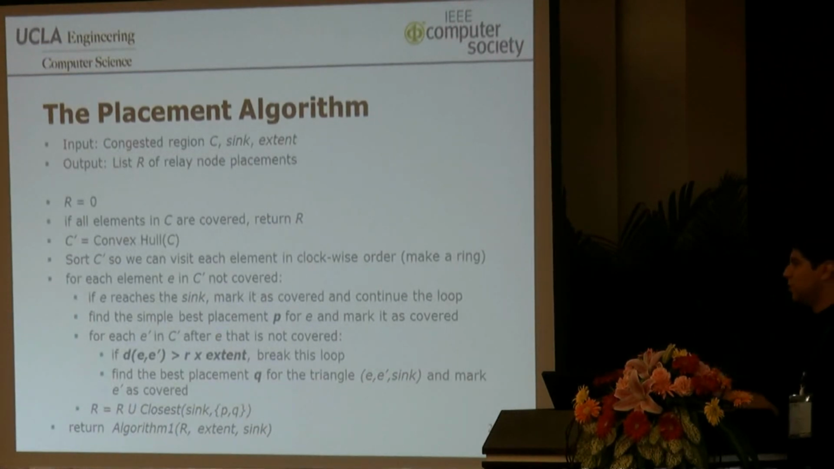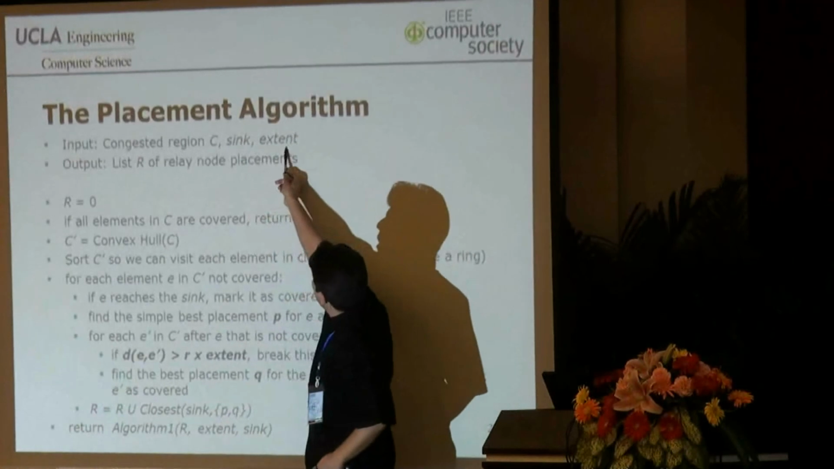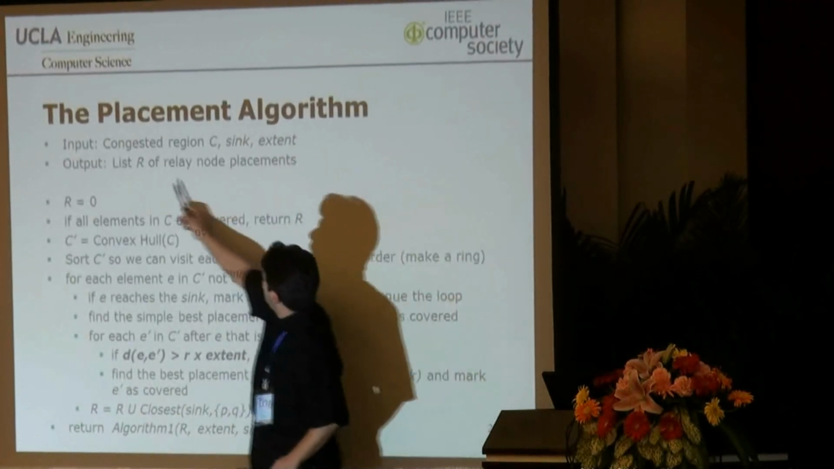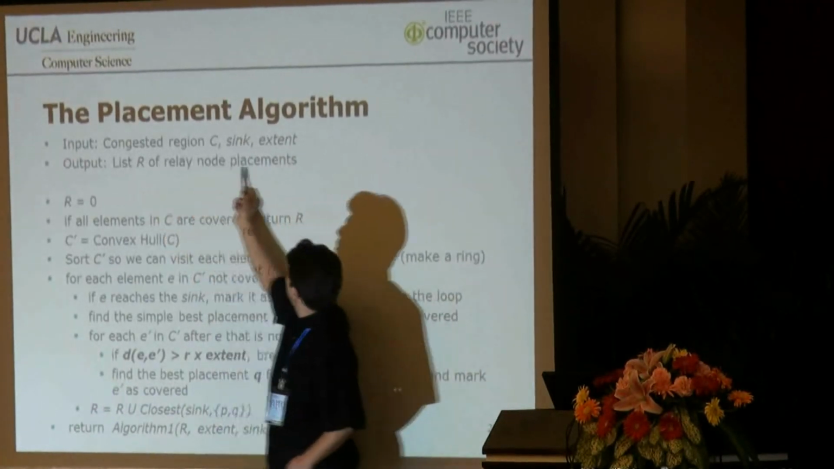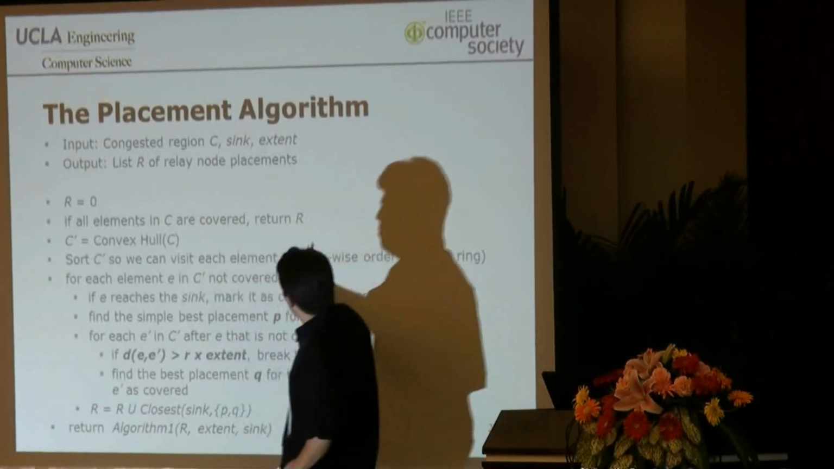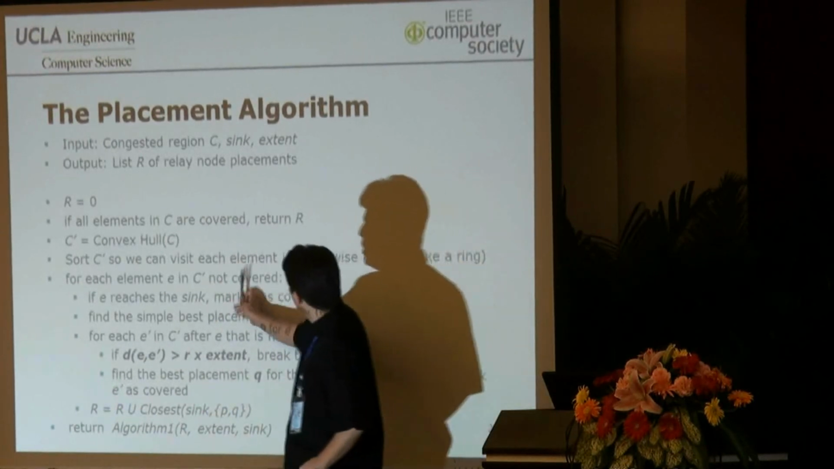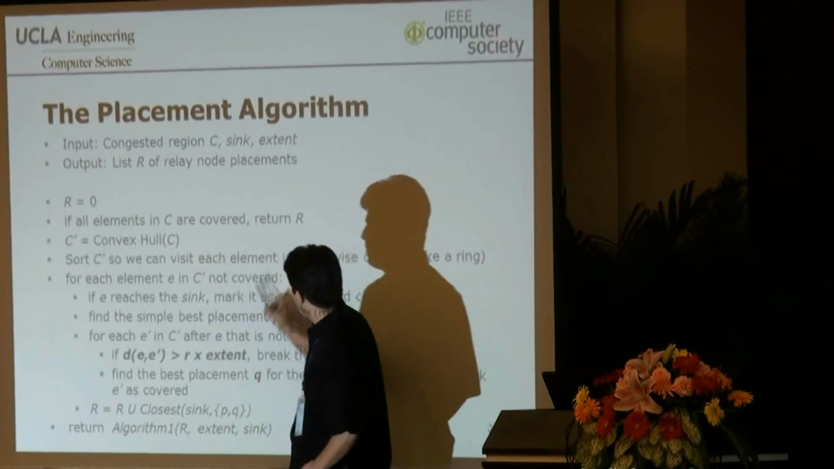Now we want to use the placement condition to use all this information and build our rings, and then connect our rings so we can approach the center. So basically we start with the congestion region C, the location of the sink, and our extent value, and what we want is a list of relay values that meet the placement condition. So here's the convex hull, then my stopping condition here is then this is my starting.